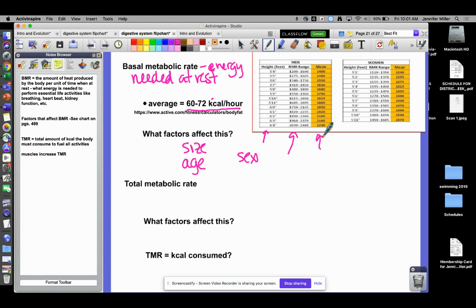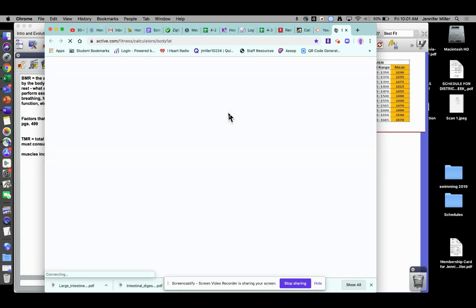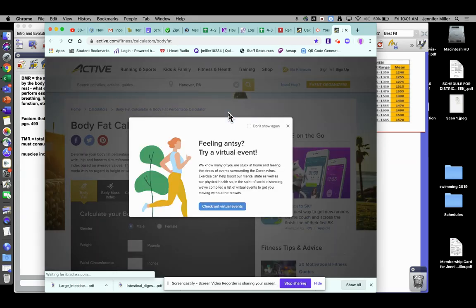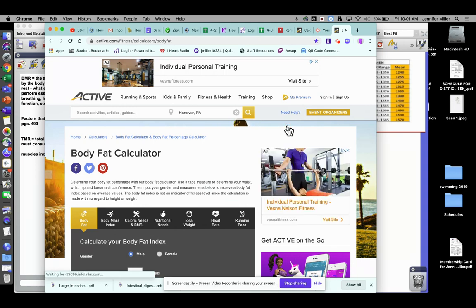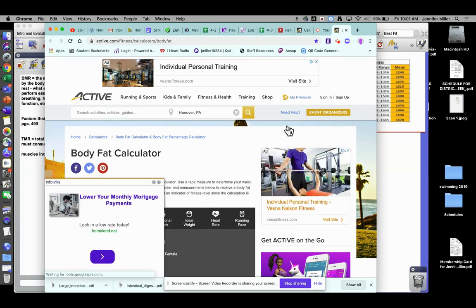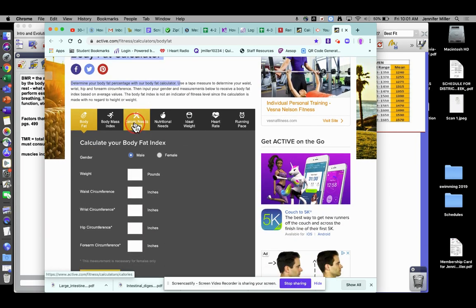Now I'm going to go here and show you quickly. There's a website if you want to put this in and try this out. I have this up here, and you can figure out your basal metabolic rate. All right, so you can figure out your basal metabolic rate. There's all kinds of different things.